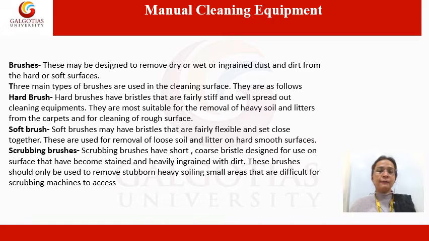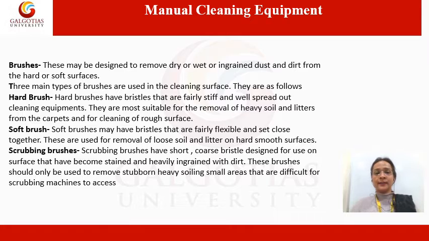Soft brush. Soft brushes have bristles that are fairly flexible and sit close together. These are used for removal of loose soil and litter on hard, smooth surfaces. Scrubbing brushes. Scrubbing brushes have short, coarse bristles designed for use on surfaces that have become stained and heavily ingrained with dirt. These brushes should only be used to remove stubborn, heavy soiling in small areas that are difficult for scrubbing machines to access.